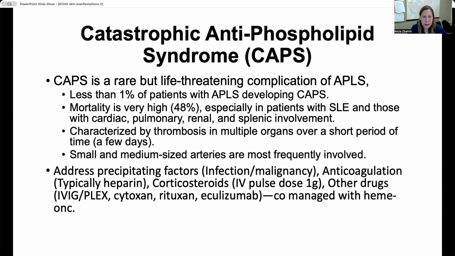Next slide. And a particularly severe version of this is catastrophic antiphospholipid syndrome. And these folks are very sick and they would have to be transferred for tertiary care. Lots of precipitating factors, and we treat these folks with high dose steroids and usually heparin for anticoagulation. But this is a minority of patients. But if you see people who are decompensating very quickly, it's important to get them in for evaluation. Next slide.